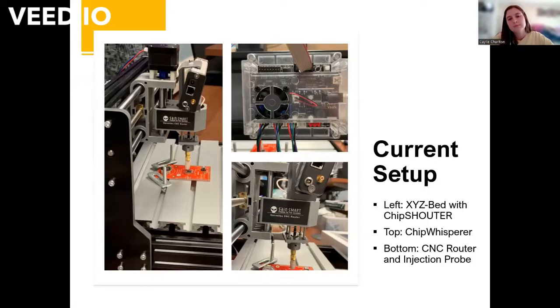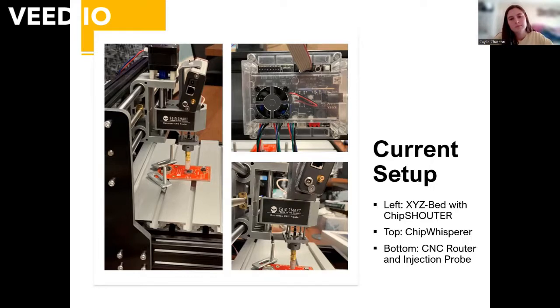The current setup is the three pictures shown here. The picture on the left shows the XYZ bed as a whole with the target board attached to it. As you can see, the little gold tip is the injection probe, and it needs to be lined up to the little black square dot on the target board. It's really hard to line up with your eyes and the manual controls.